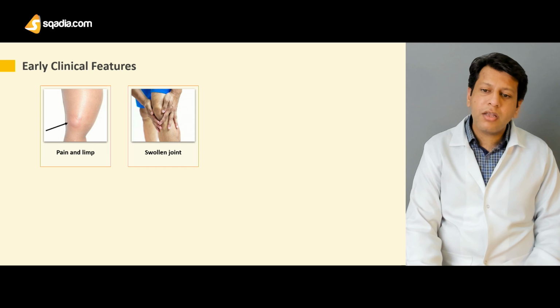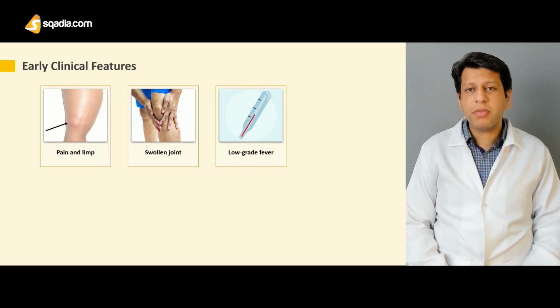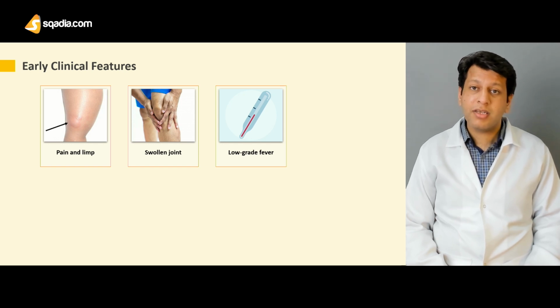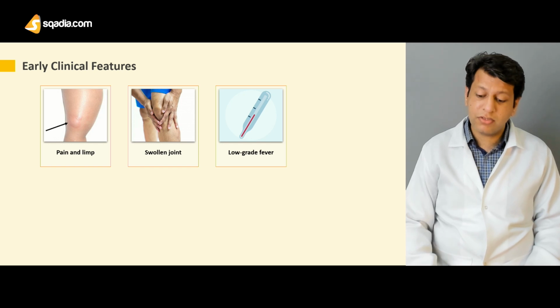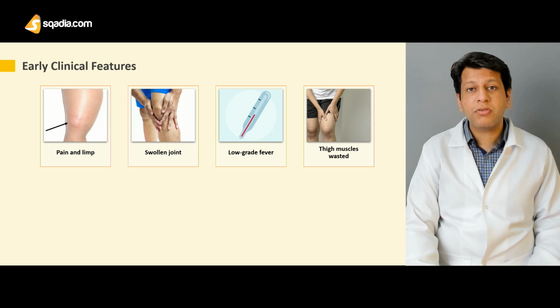Other early clinical features include low grade fever. Patients usually complain because it's a systemic disease. It involves other parts of the body as well. Therefore, low grade fever, myalgias, arthralgias are very common, especially in the early stage of the disease. And then the thigh muscle gets wasted. Why? Because it causes myositis as well.